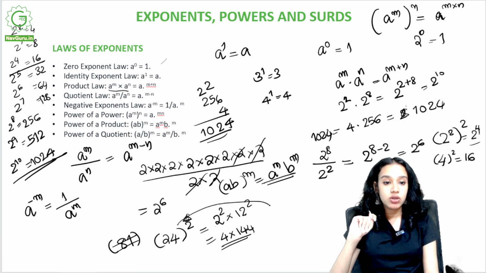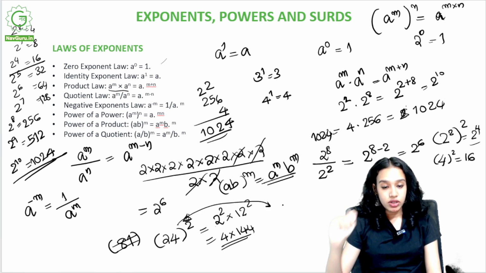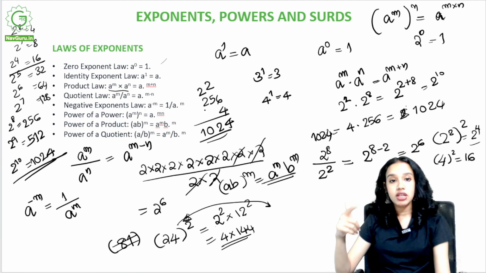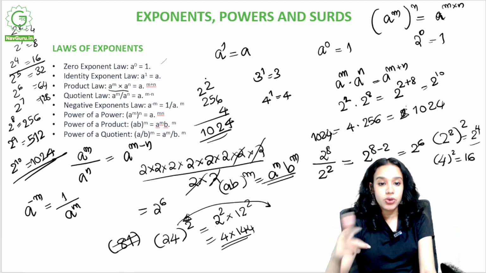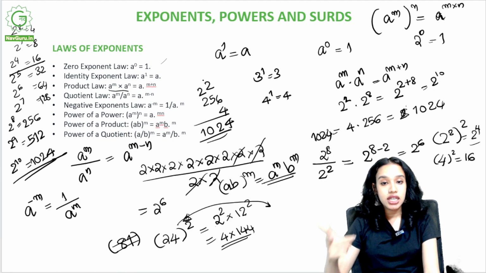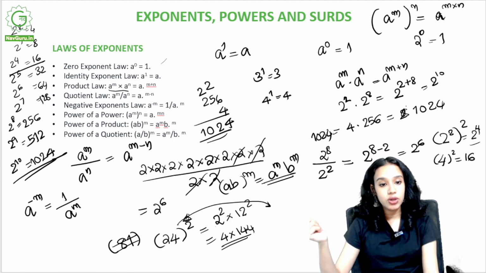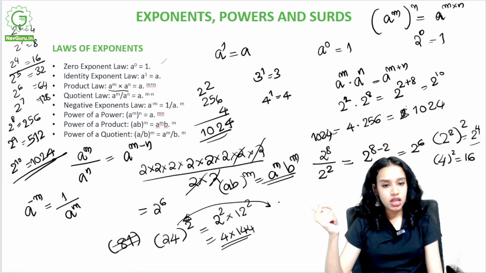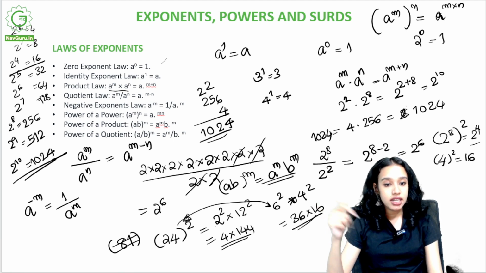Or otherwise we could write the same number as, we know what are the factors of 24? We could do 6 into 4, 6 4s are 24, right? 3 into 8, 8 3s are 24. So we could write 6 4s is better. 6 squared into 4 squared, which gives us 36 into 16, right? All of this is the same answer, right?